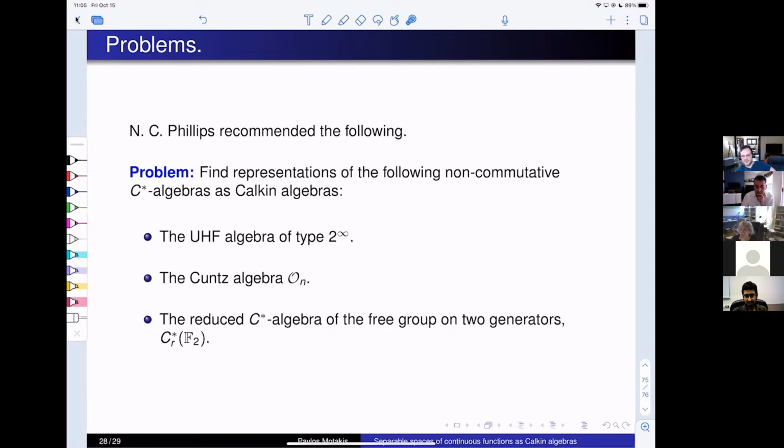Hi, Pavlos. So I want to second that. This talk was excellent. So let's say you have two Banach algebras which you can represent as Calkin algebras. Is it possible to establish that if you perform certain operations, maybe free products or whatever, on those Banach algebras, the outcome will be once again representable as a Calkin algebra?